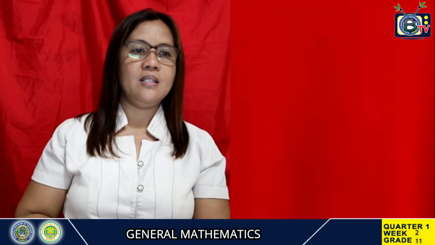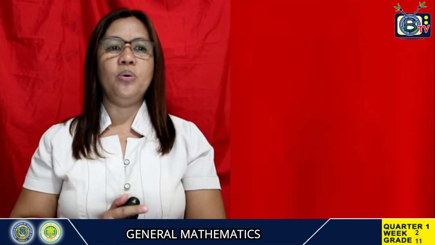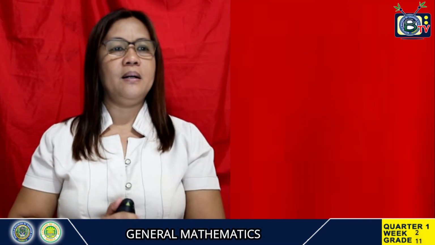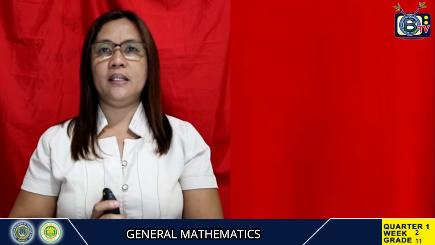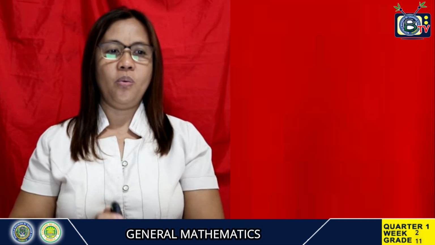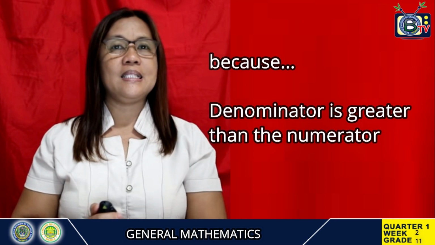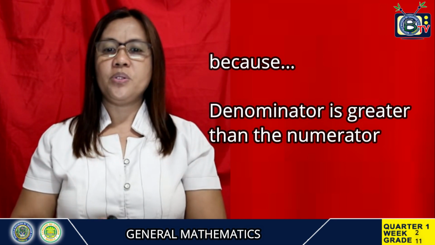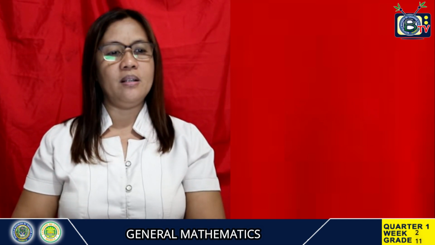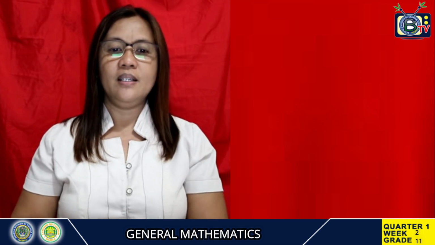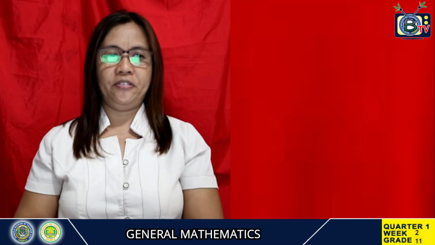The question for letter C is, can they reach a 100% winning percentage? No. Even if we increase the number of wins to 200 or 300, it will never reach 100%. Why? Because the denominator 25 plus x is greater than the numerator. So 100% cannot be achieved. This is reasonable since the team has lost 13 games already, so they cannot be perfect.